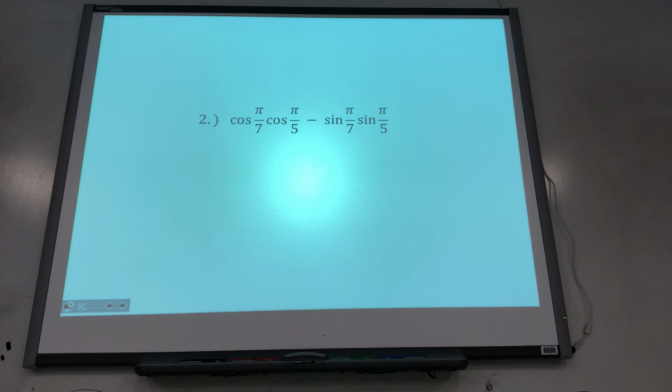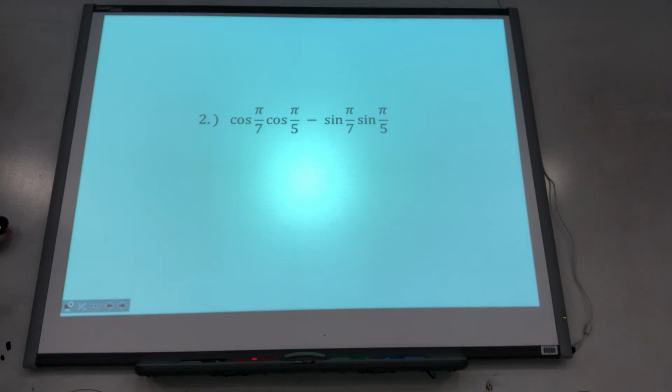So example 2: cosine of pi over 7, cosine of pi over 5, minus sine of pi over 7, sine of pi over 5.